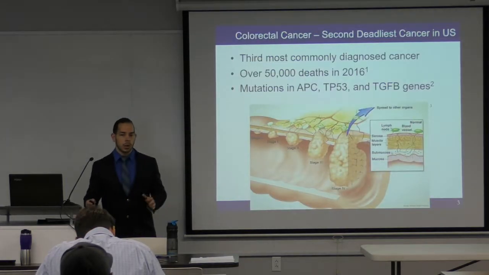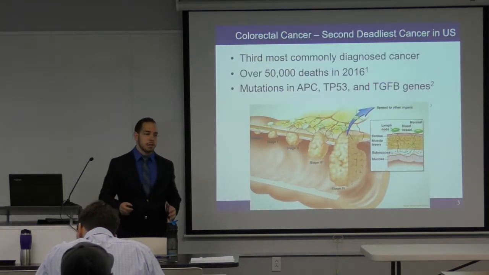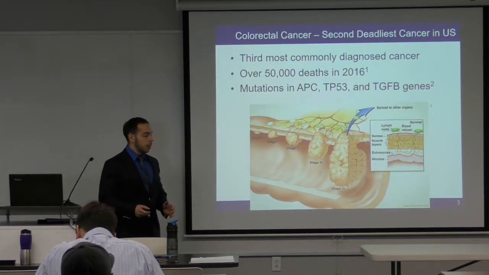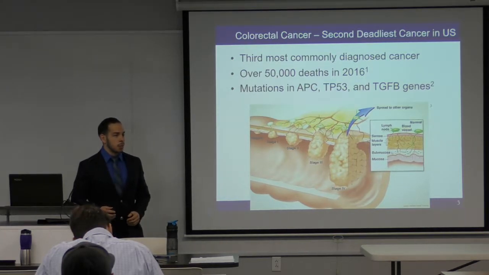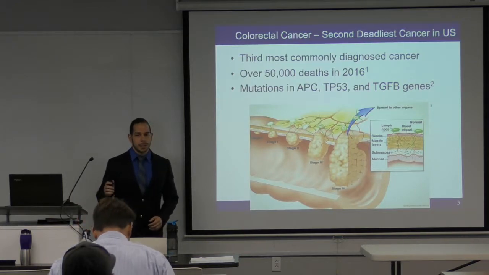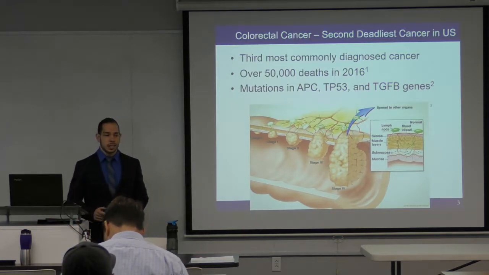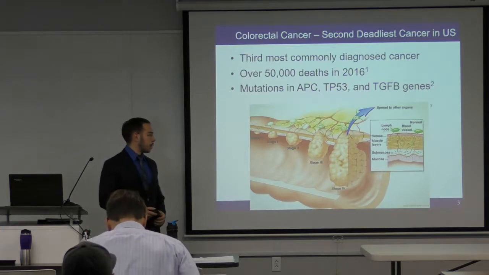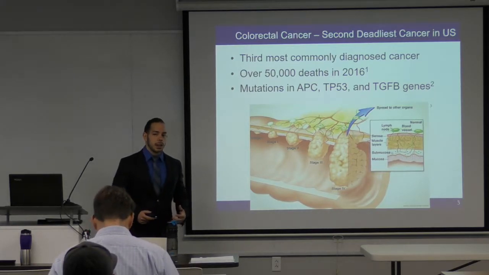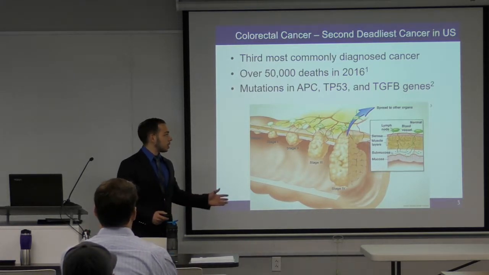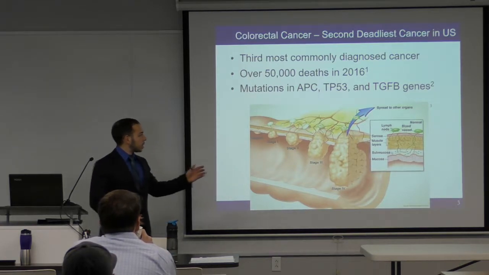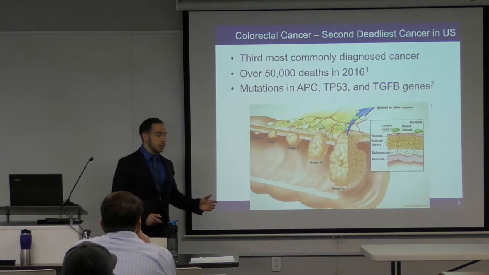Now, a little background on colorectal cancer and why we chose it. It's actually very prevalent in the U.S. Not only is it the second deadliest cancer, it's among the most commonly diagnosed, and they expect 135,000 new cases this year. There's plenty of people affected by this, and there's a lot of research going into it. It can result from mutations in a few selected genes, such as APC, TP53, and TPFP.